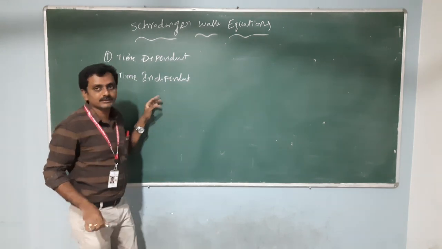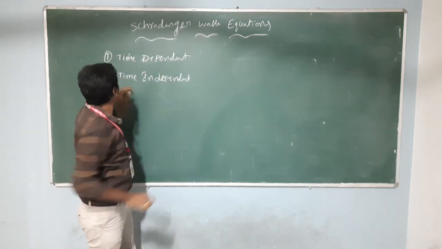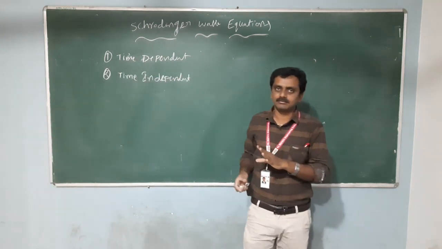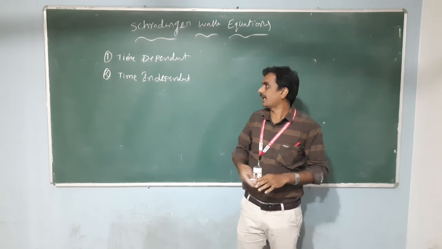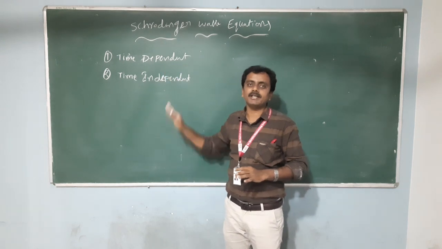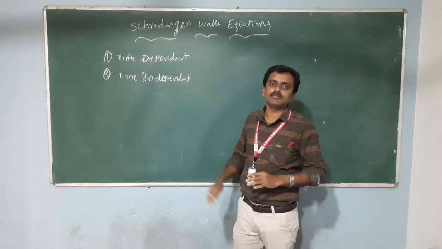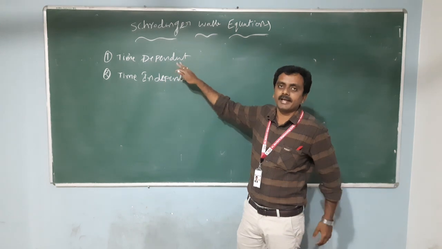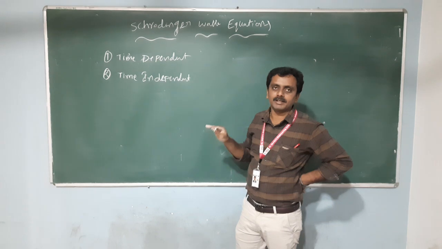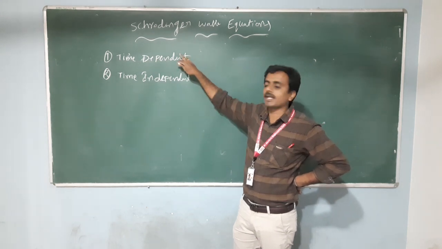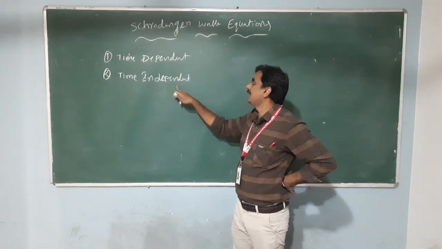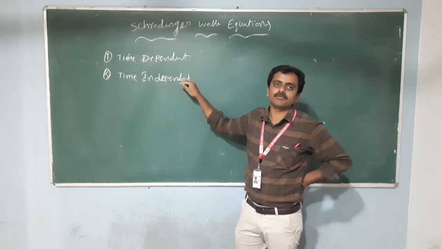In case of the time dependent equation, time is explicitly present in the Schrodinger formalism. For explaining the motion of a particle with respect to time, we use the time dependent equation. In case of the time independent equation, time is removed from that equation.